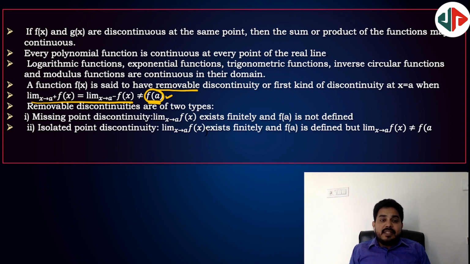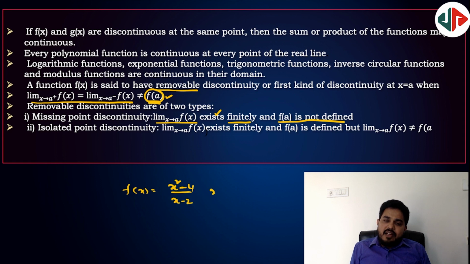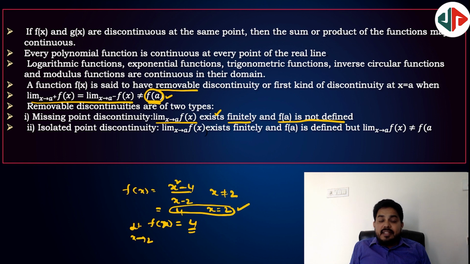Now next, missing point discontinuity. Missing point discontinuity means the limit of f of x as x tends to a exists finitely and f of a is not defined. For example, f of x is equal to x square minus 4 by x minus 2, x is not equal to 2. So clearly what happened here? The limit as x tends to 2 of f of x is equal to 4, but the function value is not defined. So I need to write here 4 if x is equal to 2. So this part is missing. So that's why it is missing point discontinuity.